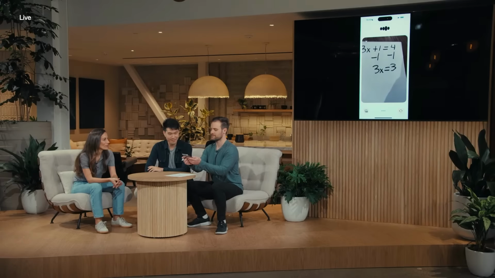Great idea. So ChatGPT, this is what I ended up with. How does this look? Spot on. Now you've isolated the term with x on one side, and it looks like 3x equals 3. What do you think we should do next to solve for x? I'm not sure. Can you give me another hint?